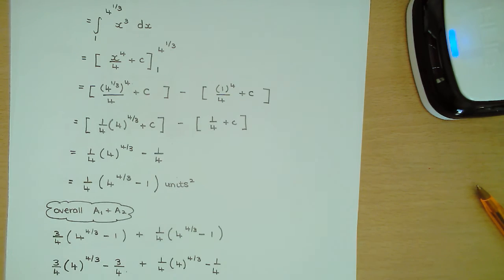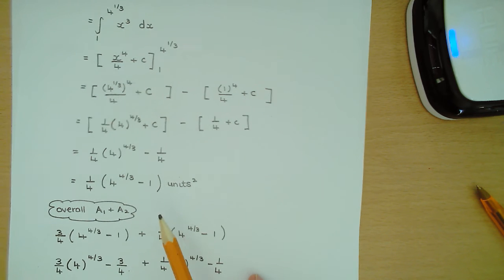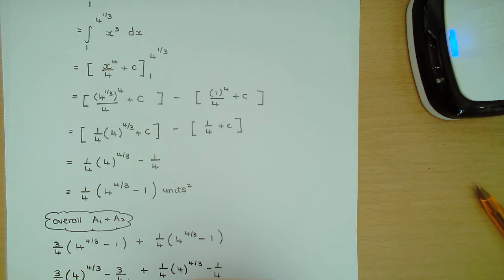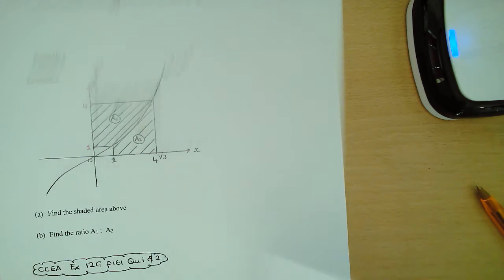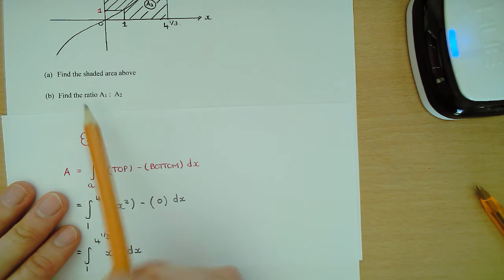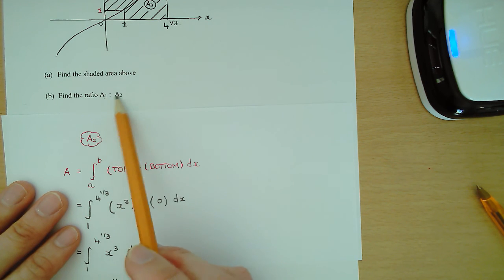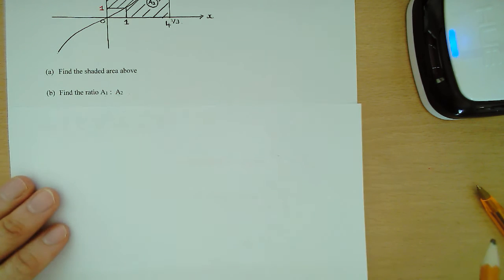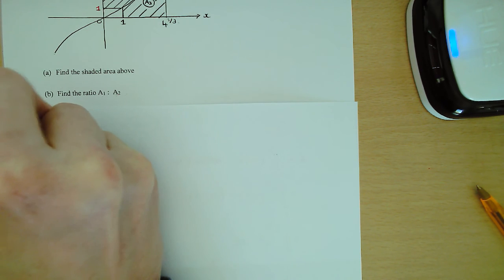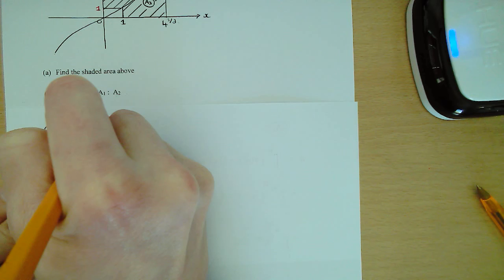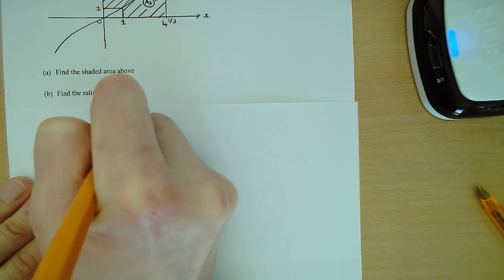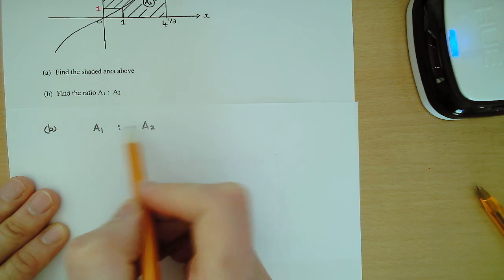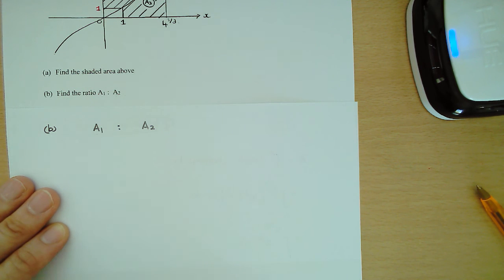Now, last bit, it talks about a ratio. It says in part B, find the ratio A1 to A2. So we need to set up this ratio A1 to A2. So part B, A1 to A2. So we're going to sub in what A1 was and what A2 was into this ratio that is being set up.